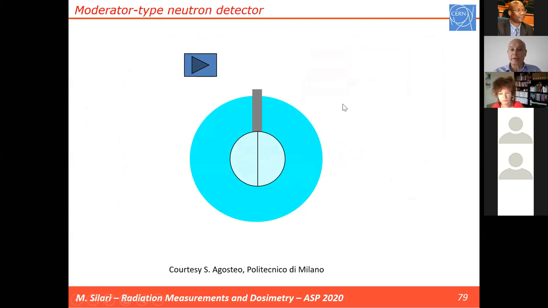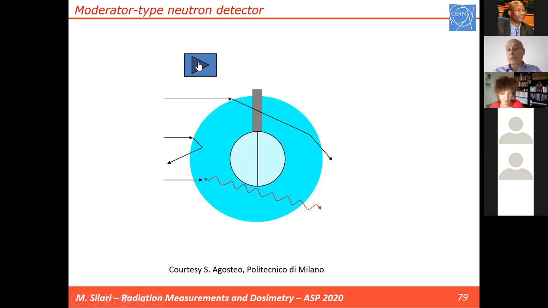So again, let's have a look at what happens. Take your neutron detector, which is made up of this moderator. What happens when you have a neutron incoming? Well, most of the time you won't get a signal. The neutron can scatter in the moderator and just leave the detector. The neutron may scatter off.